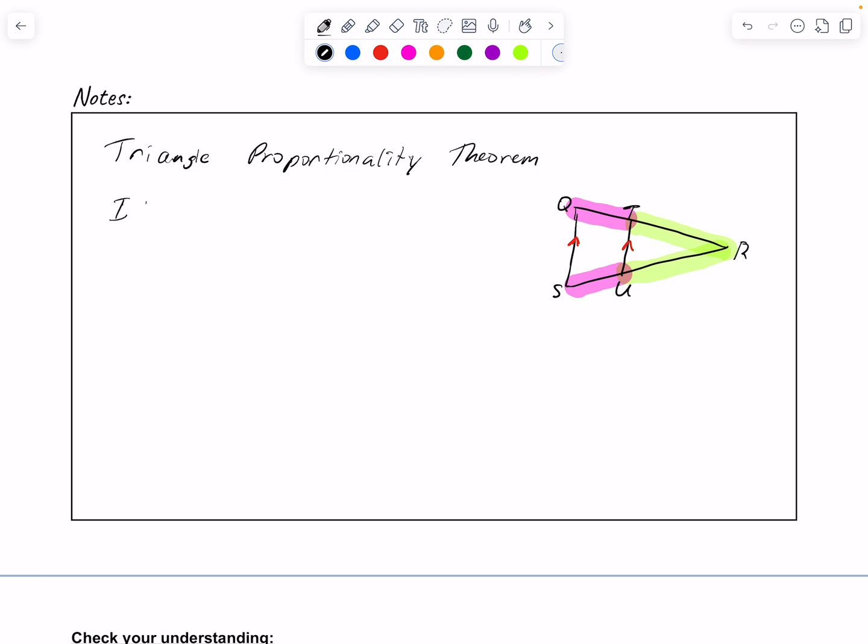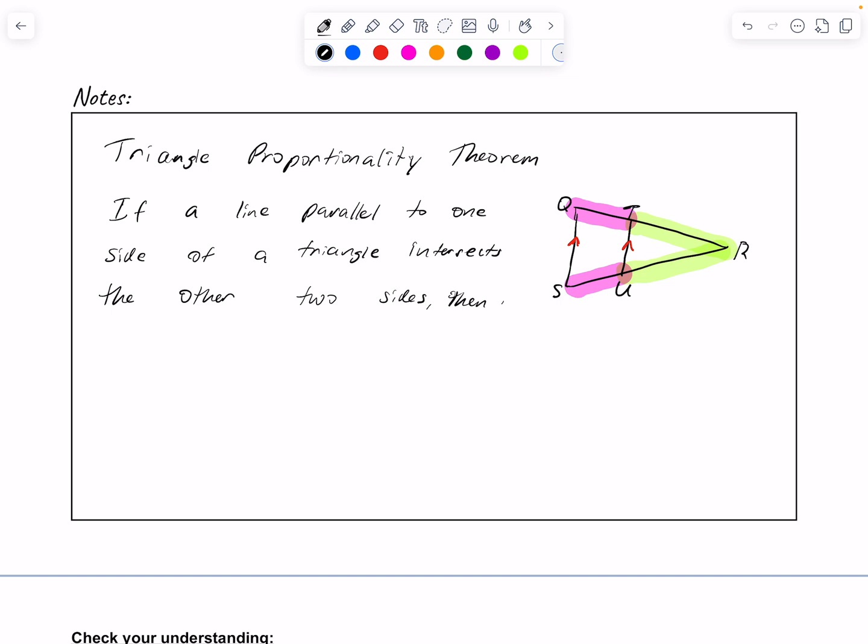So if a line parallel to one side of a triangle intersects the other two sides, then it divides the two sides proportionally. Now, we're going to use this theorem in a couple example problems in a moment.